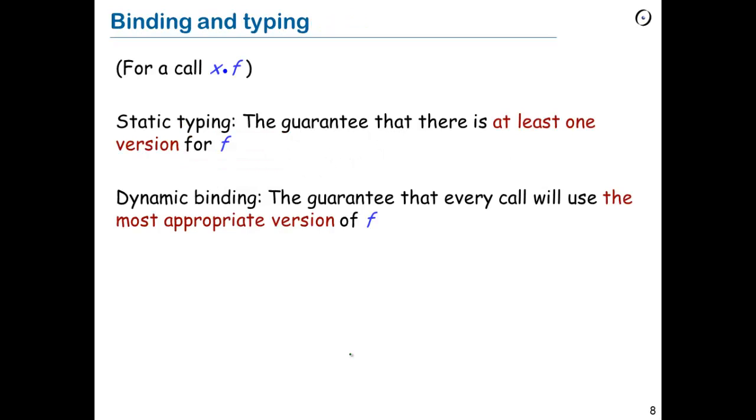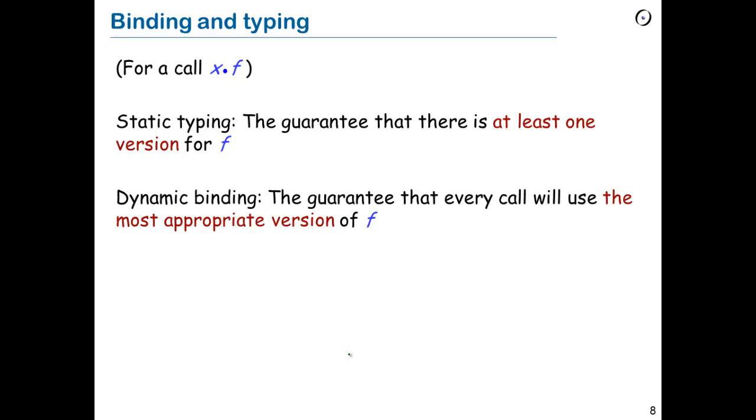It's also important, although I hope it's clear from the preceding discussions, not to confuse binding and typing. In both cases, binding and typing, we can have a static and a dynamic solution, and the best combination is static typing and dynamic binding. They go very well together because for a call x.f, you know the fundamental mechanism of object-oriented programming, static typing gives us the guarantee that there is at least one version of f. We don't want to be caught at runtime with our pants down, so to speak, trying to execute f on an object which does not have such an operation.